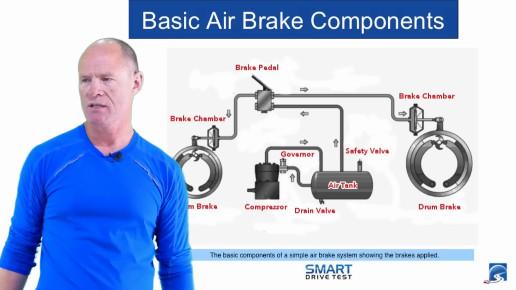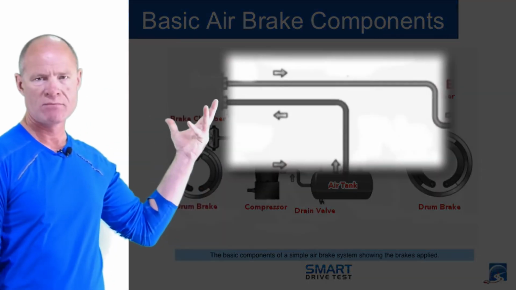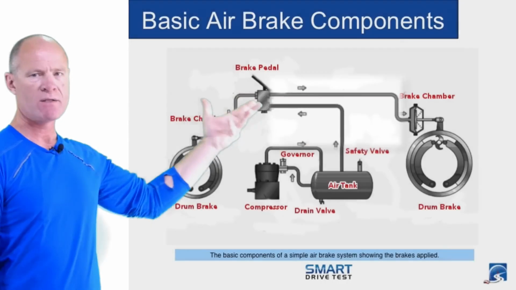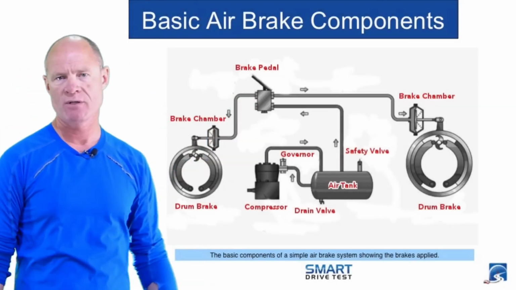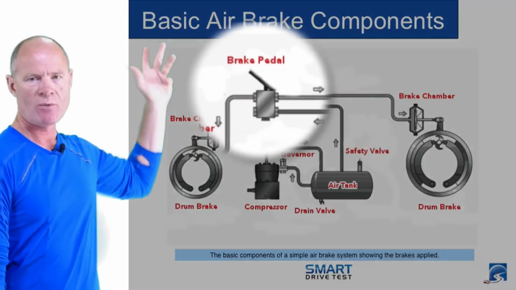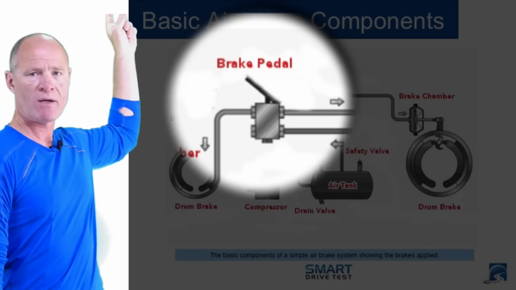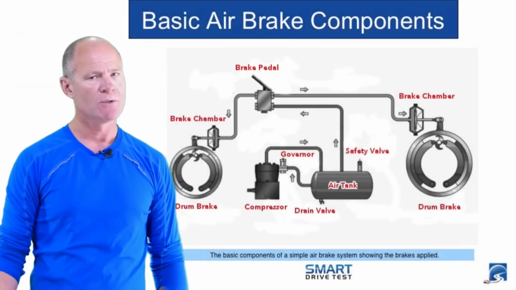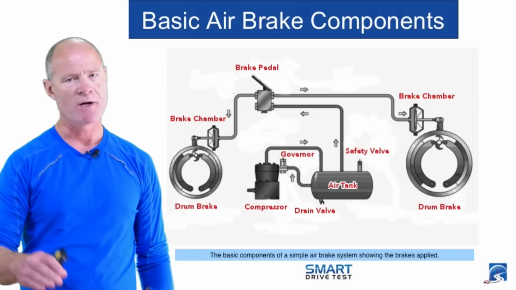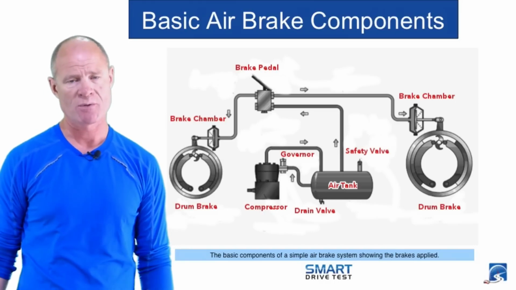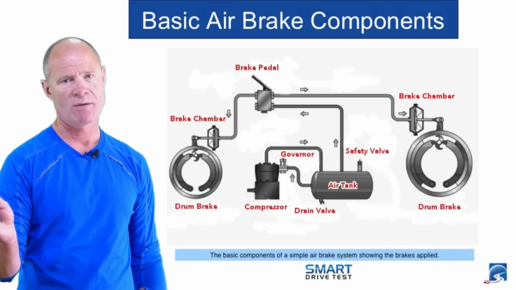Also on the system, we can see that we need air lines. The air lines harness and direct the air pressure into the system. As well, we have a brake pedal. You can see the brake pedal here. Just push down on it. It's essentially a valve. Brakes on, brakes off. It's for the service brakes. Two kinds of brakes on a big truck.